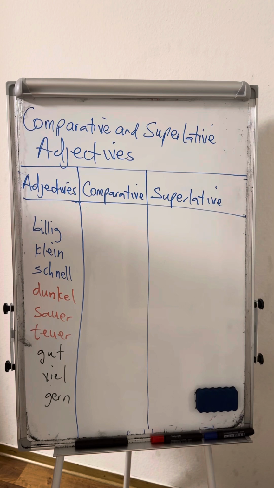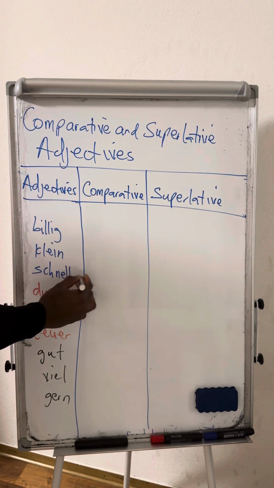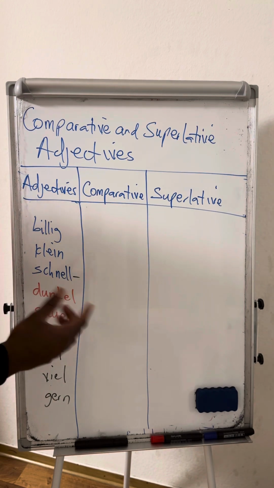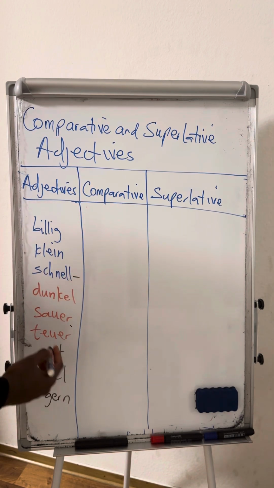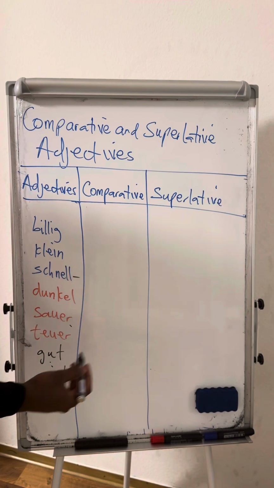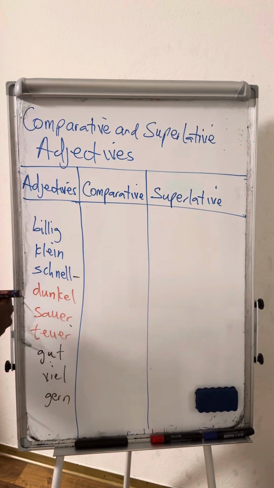Billig means what? Cheap. Klein means what? Small. Schnell means fast. Dunkel means what? Dark. Sauer means sour. Teuer means expensive. Gut means good. Viel means what? Much. Gern means like.